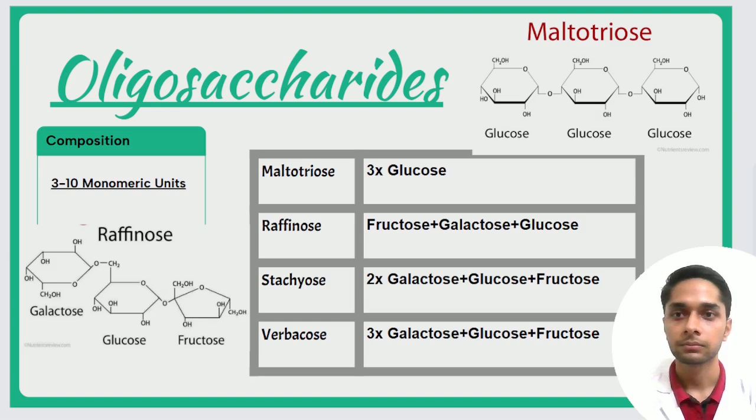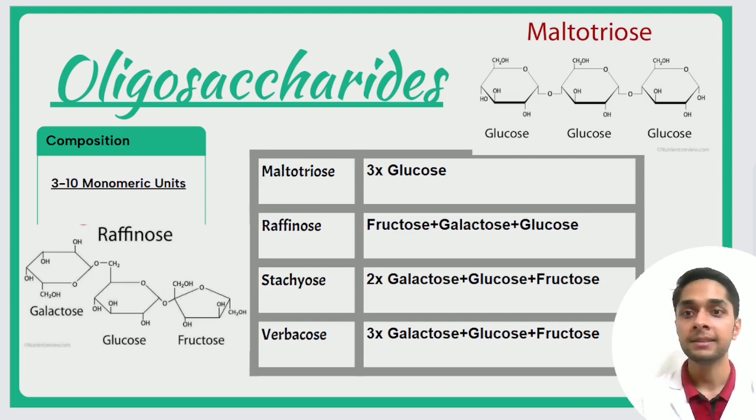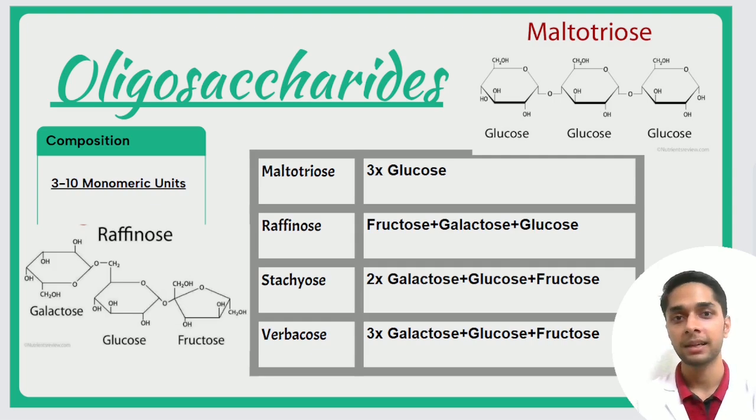Now moving on to oligosaccharides. These have 3 to 10 monomeric units. Now, while some would consider disaccharides to be part of oligosaccharides, I have included them separately. Oligosaccharides give 3 to 10 monomeric units on hydrolysis.